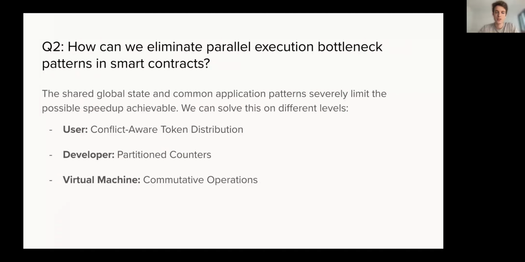So to summarize this section, we propose 3 techniques for alleviating these bottlenecks of parallel execution. On the user level, users can use conflict-aware token distribution. On the developer level, developers can choose to use partition counters. And if we are willing to change the virtual machine, we could add commutative operations to avoid conflicts.